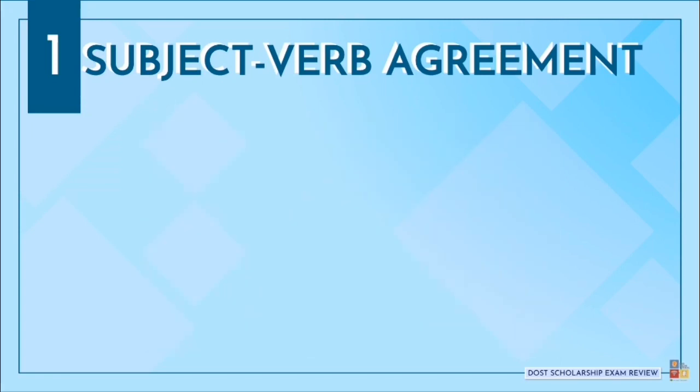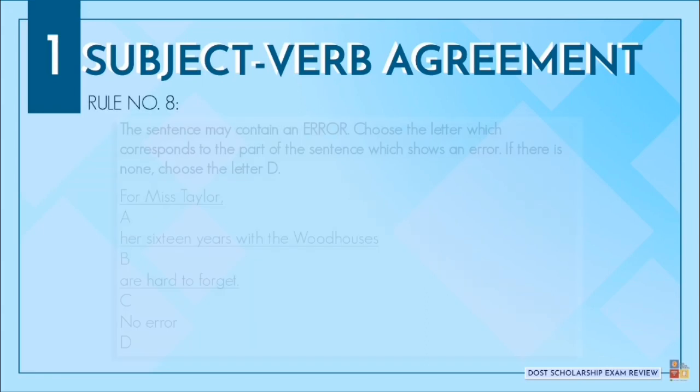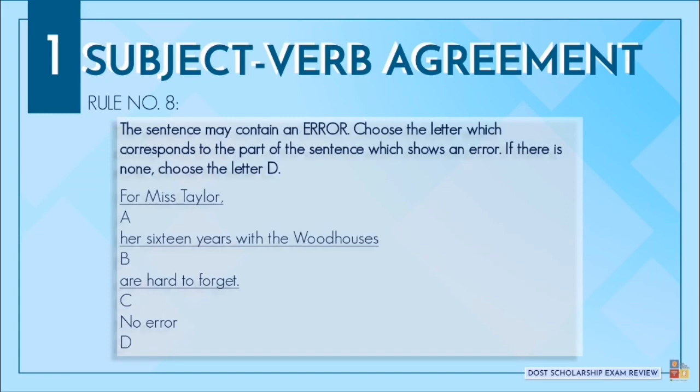Okay, so for the last rule we're going to explore, here is an item you can find in our pretest. The sentence may contain an error. Choose the letter which corresponds to the part of the sentence which shows an error. If there is none, choose the letter D. Okay. So for Miss Taylor, her 16 years with the Woodhouses are hard to forget.